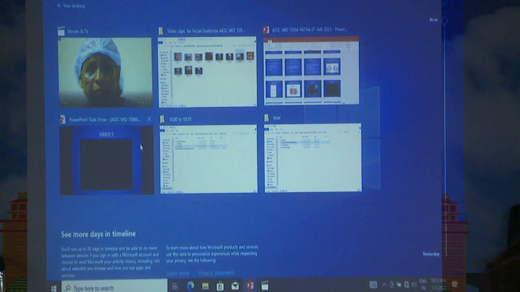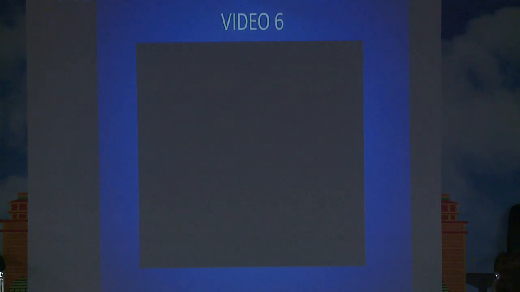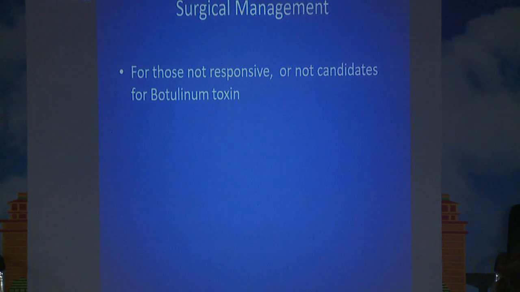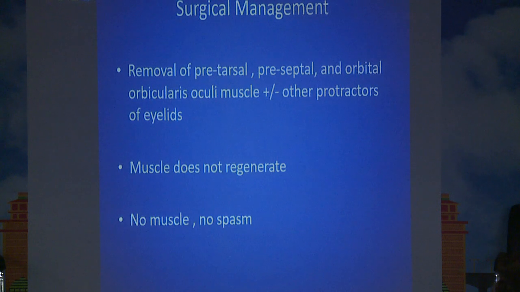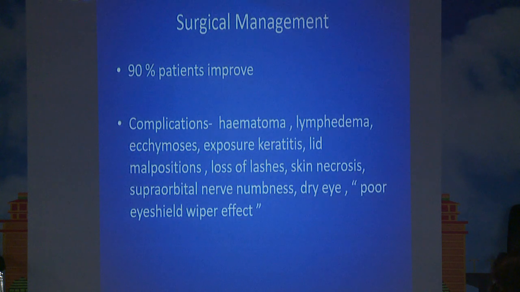Just a couple more slides, just to show what kind of response we can get. Surgical management is limited to those who are not responsive or not candidates for botulinum toxin. What does it involve? Removal of pretarsal, preseptal and orbital orbicularis oculi so that the protractors are weakened. So no muscle, no spasm. And muscle does not regenerate, it can only hypertrophy. So surgical management is also very, very effective in over 90% of the patients.